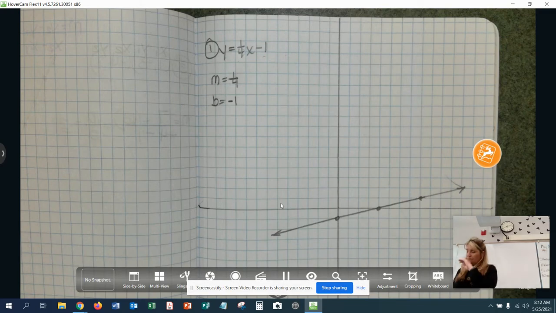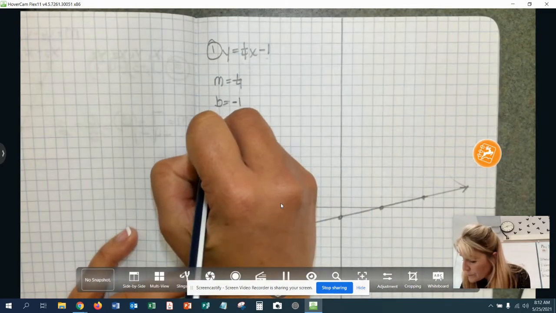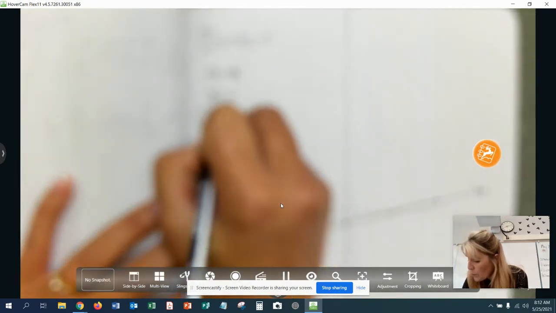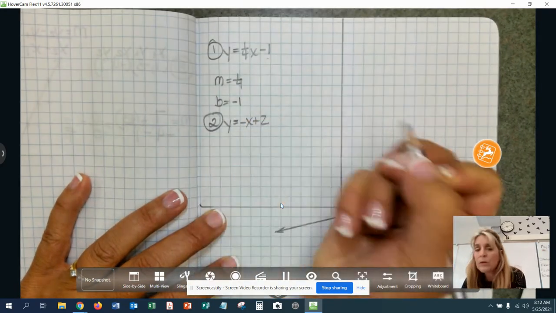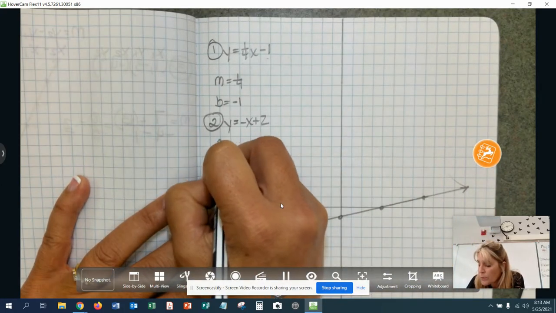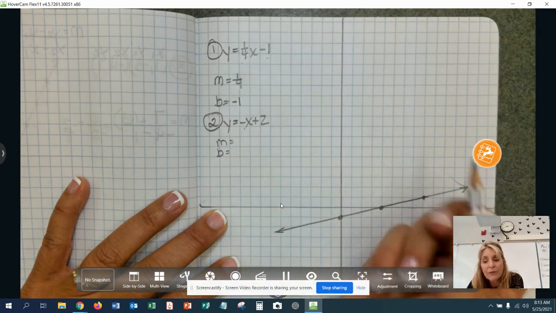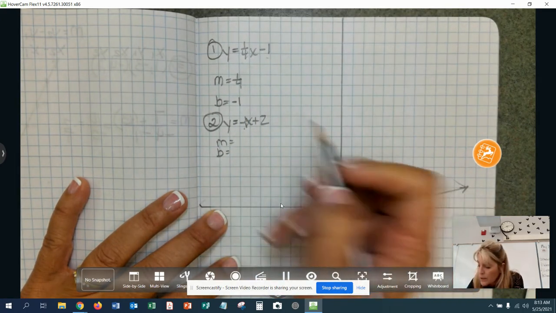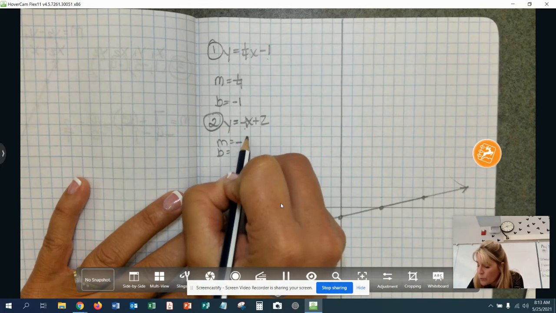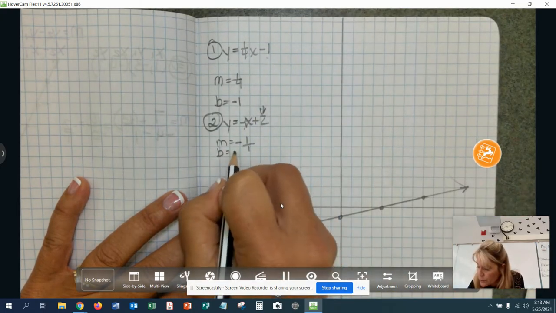All right, our next one, number 2, is y equals -x plus 2. So our slope is a little confusing. You're going to be like, what the heck is that? It's just got a negative. Well, it's an understood 1 over 1. So you have a -1 over 1 here, and then your y-intercept is 2.